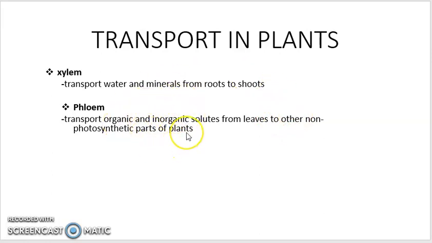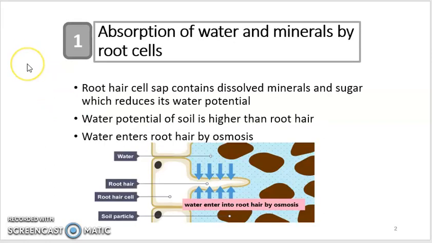Maksudnya dekat sini, awak mesti kena tahulah kalau untuk transport in plant, dia akan melibatkan vascular tissue which are xylem and also phloem. And then awak mesti kena tahu function for each of the vascular tissue. Okay, so now we look at the absorption of water and minerals by root cell. Yang ni dia akan ada kaitan dengan transportation that involve xylem.